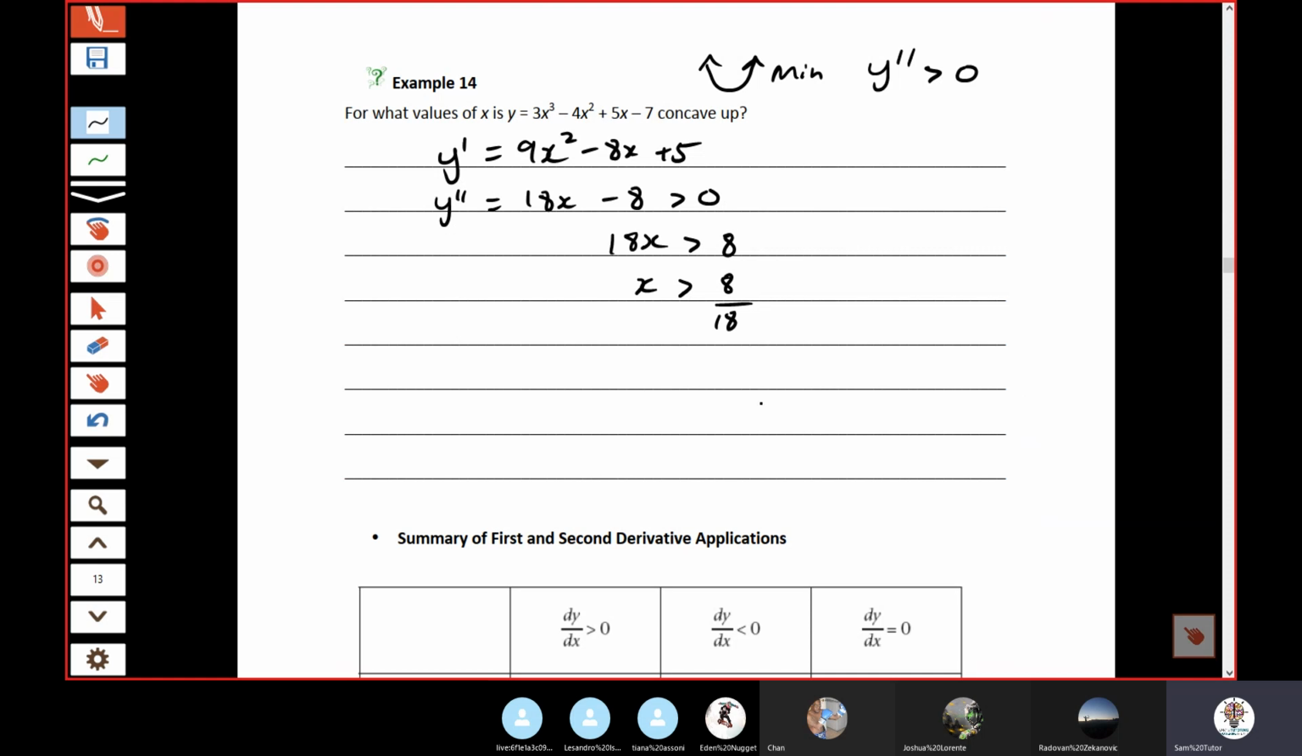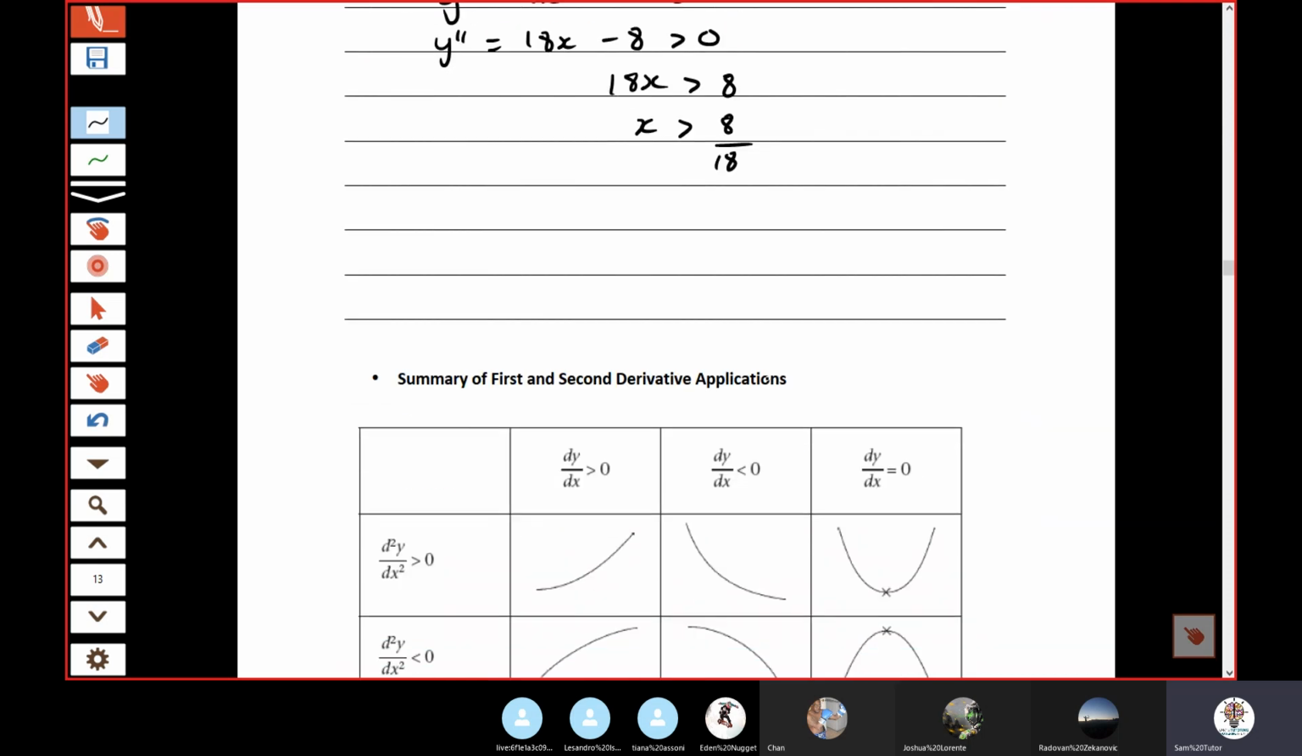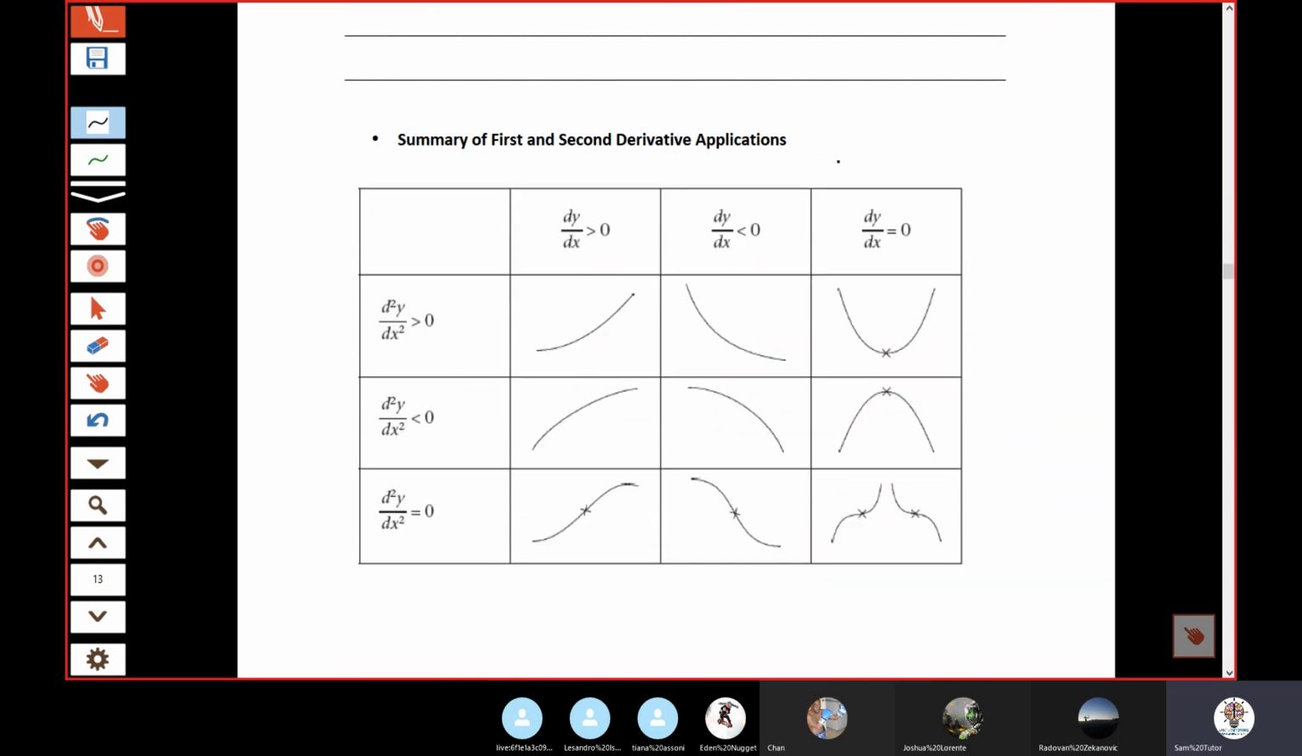Which essentially means, what? Doesn't it mean that at 8 on 18, it's the point of inflection? Yeah, because from something else to that, for it to always be concave up. But you said equals to 0, and when y double dash is equal to 0, you would have just solved for 8 on 18 anyways. All good. Done. All right.